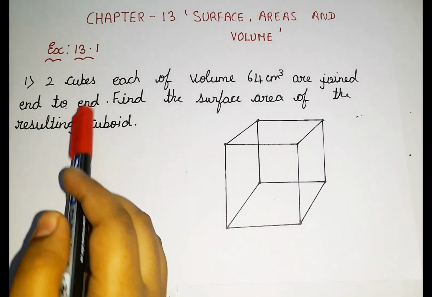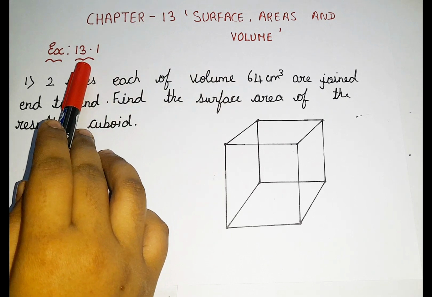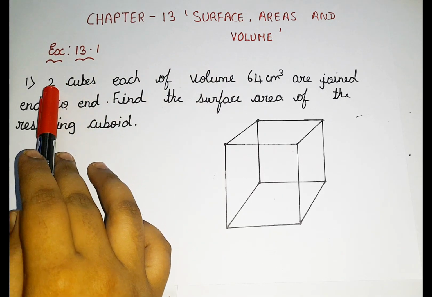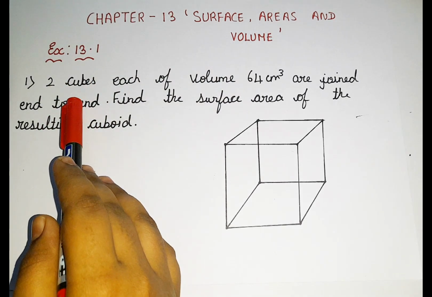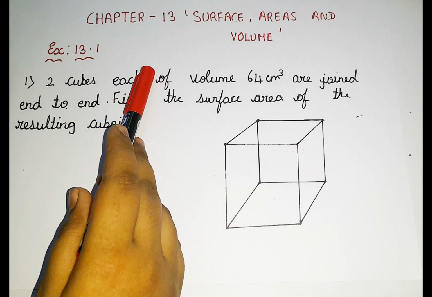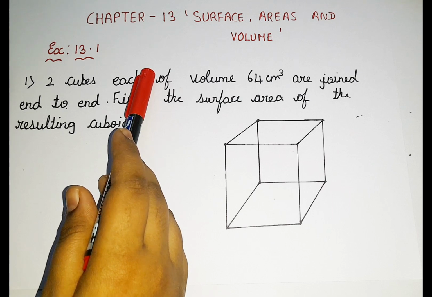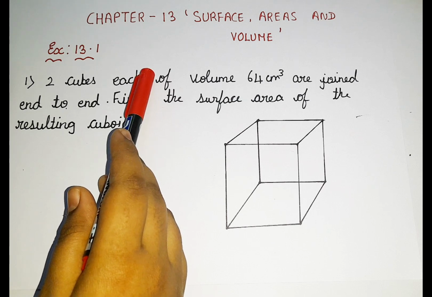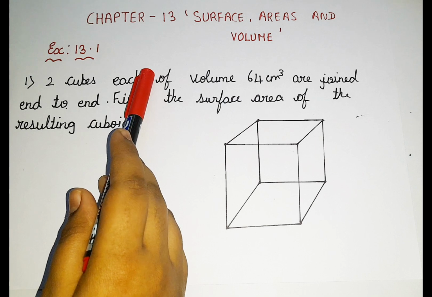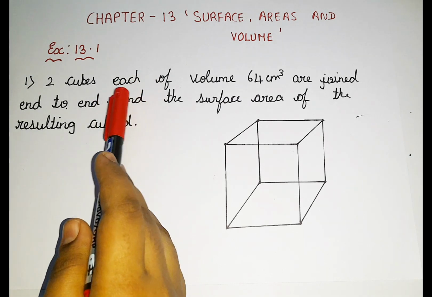Today we are going to be learning Chapter 13, Surface Areas and Volume, Exercise 13.1, first question. We are starting off with a new chapter, Chapter 13, Surface Areas and Volume. This is all about figures, shapes and formulas. We are supposed to learn a lot of formulas. Please never forget to learn that. After learning that only you will be able to solve the questions.